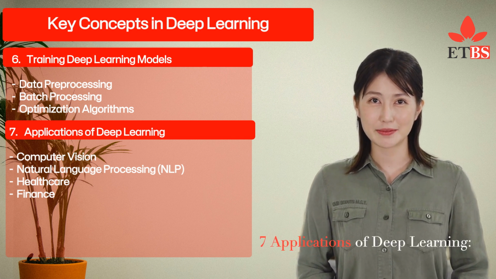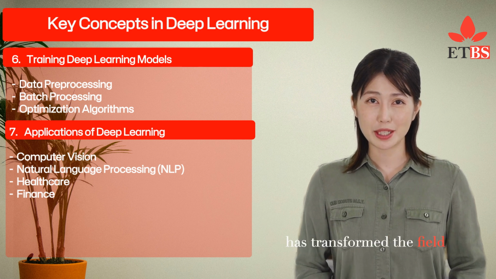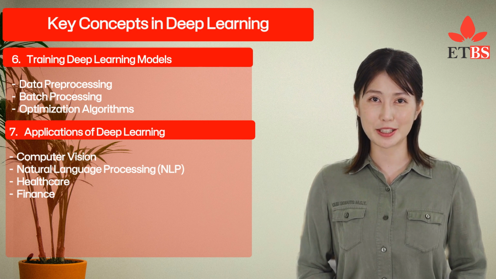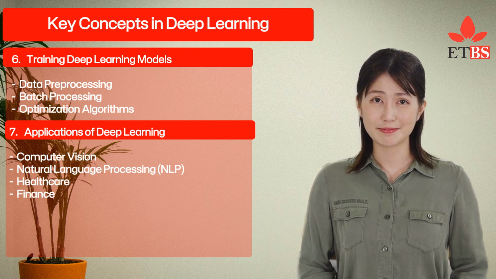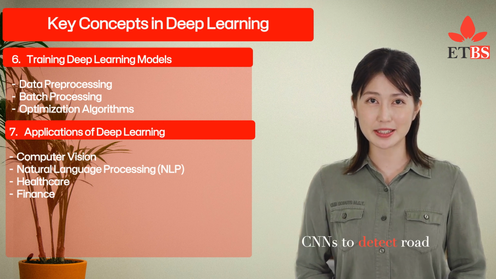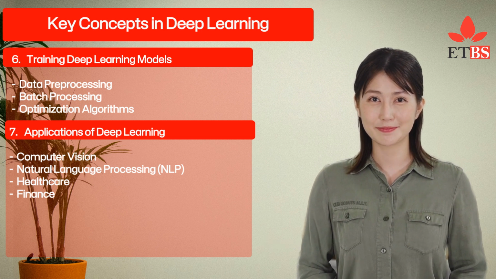7. Applications of deep learning. Computer vision. Deep learning has transformed the field of computer vision, enabling systems to automatically detect, recognize, and classify images and videos. Example: self-driving cars use CNNs to detect road signs, pedestrians, and obstacles.